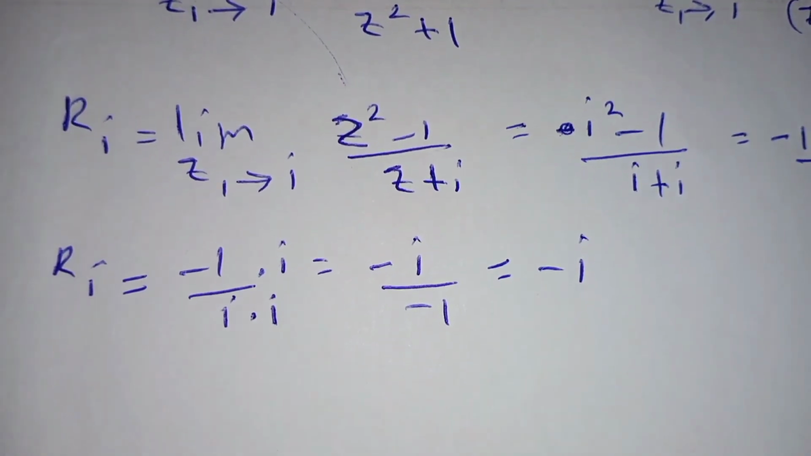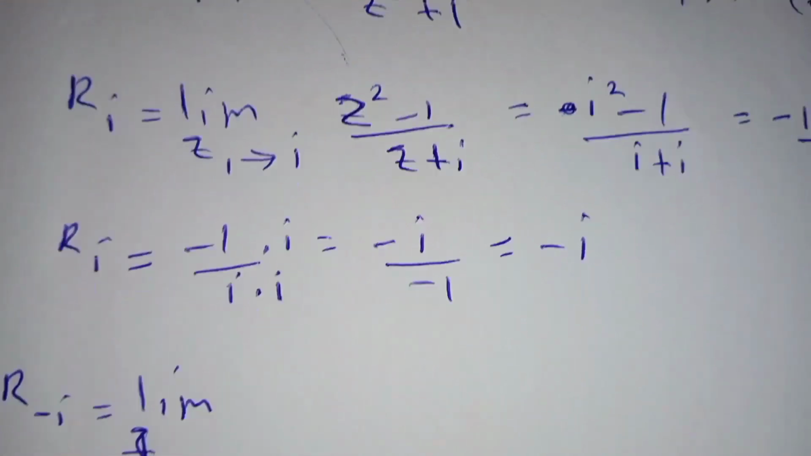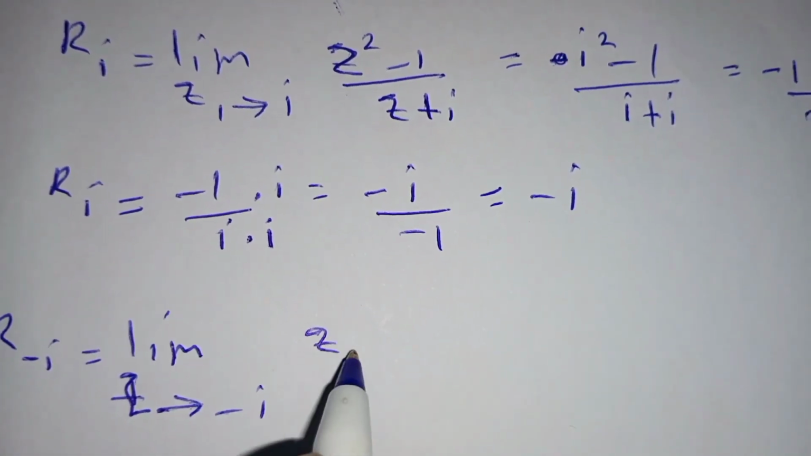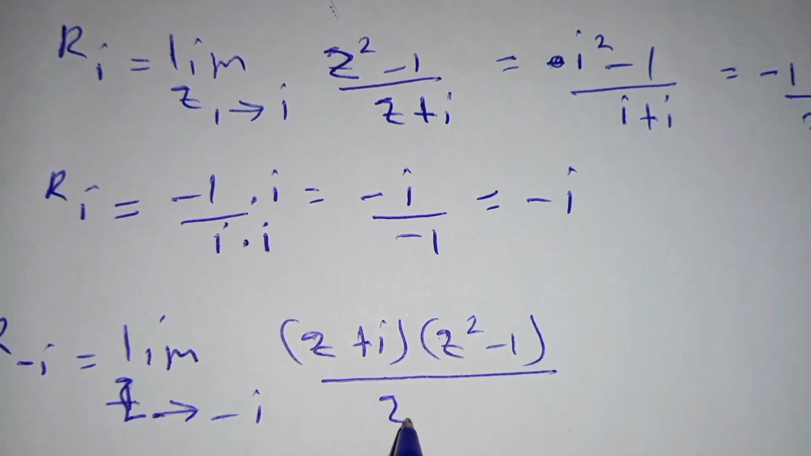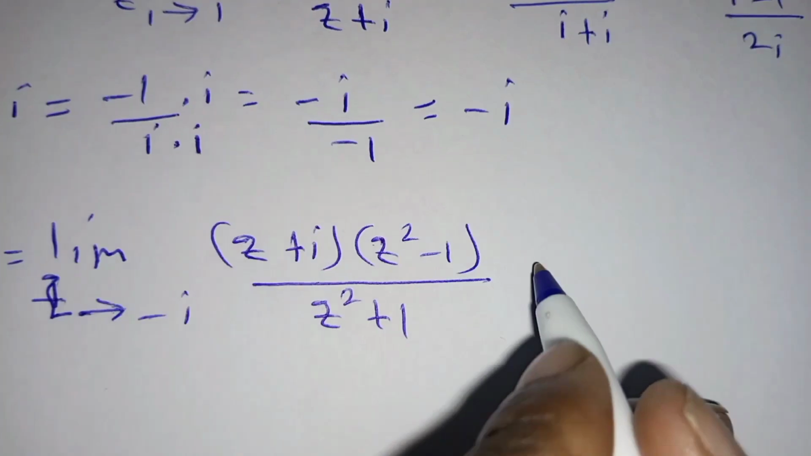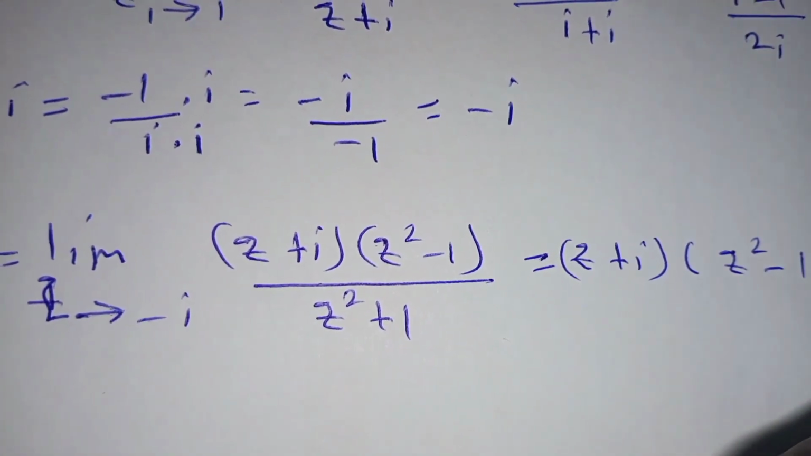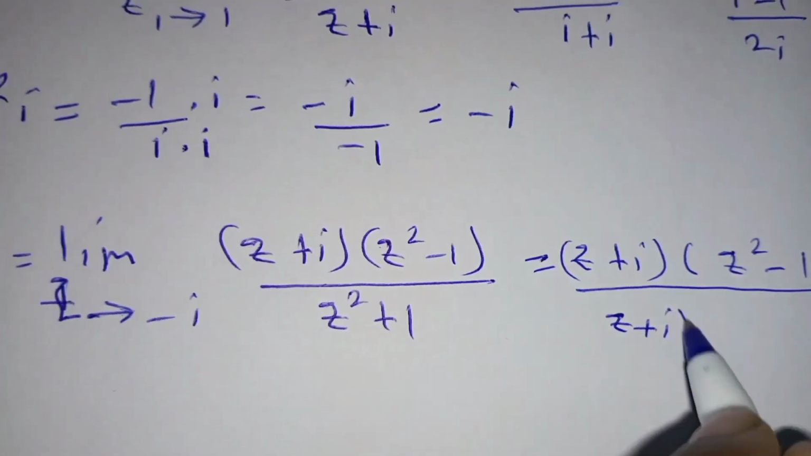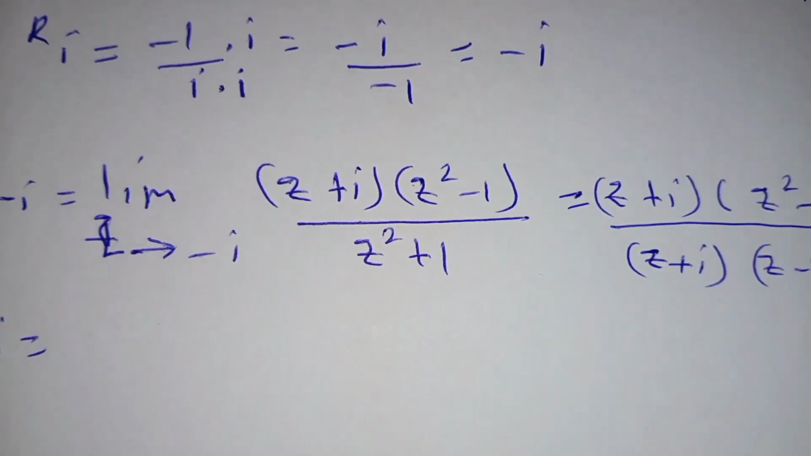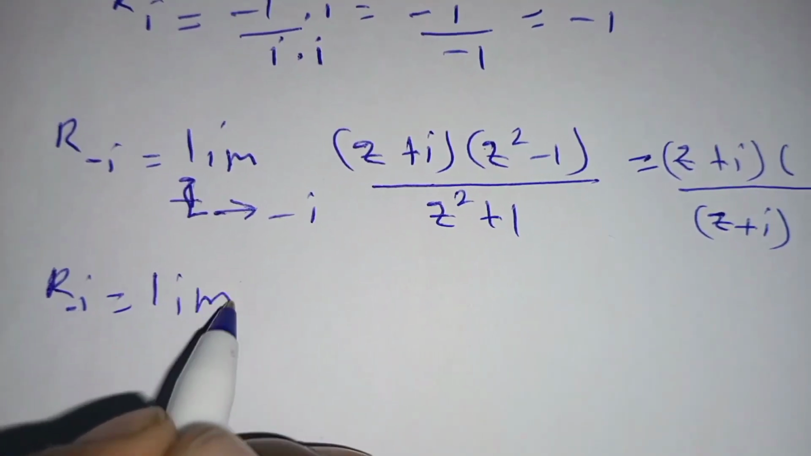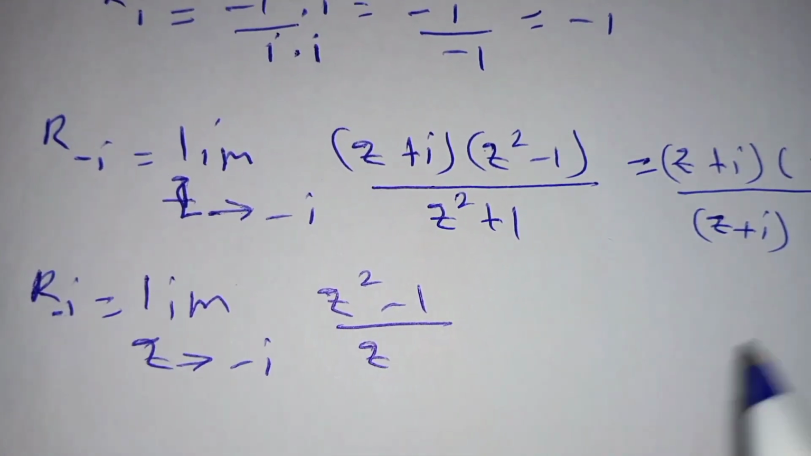You go to the second part. The residue at negative i is equal to the limit as z tends to negative i of (z plus i) multiplied by (z squared minus 1) divided by (z squared plus 1), which can be written as (z plus i) multiplied by (z squared minus 1) divided by (z plus i)(z minus i), which will reduce to the residue at negative i being the limit as z tends to negative i of (z squared minus 1) divided by (z minus i).